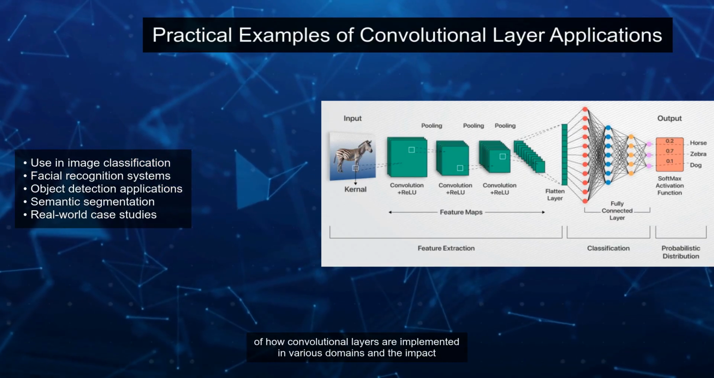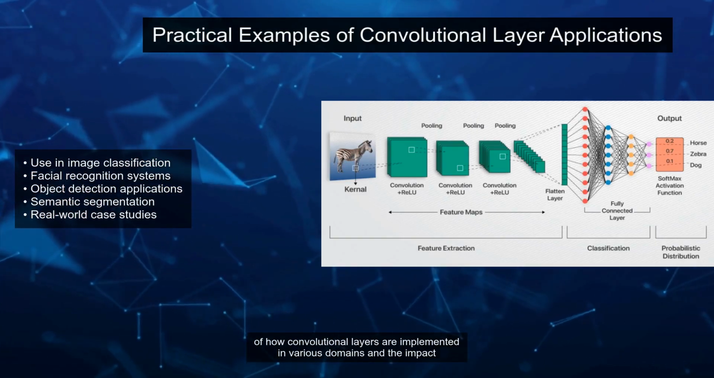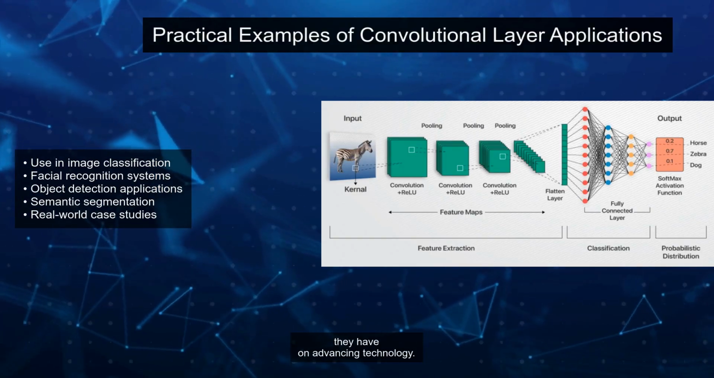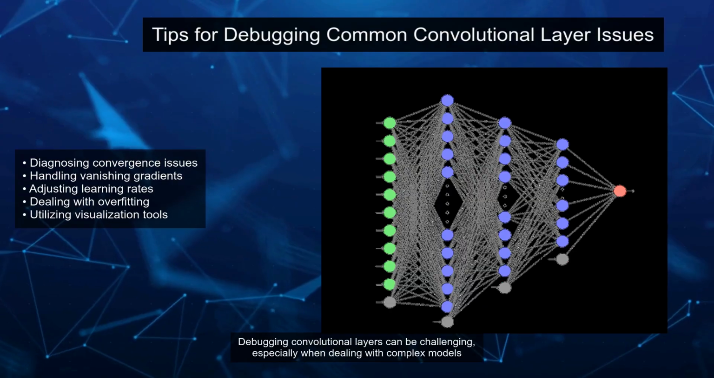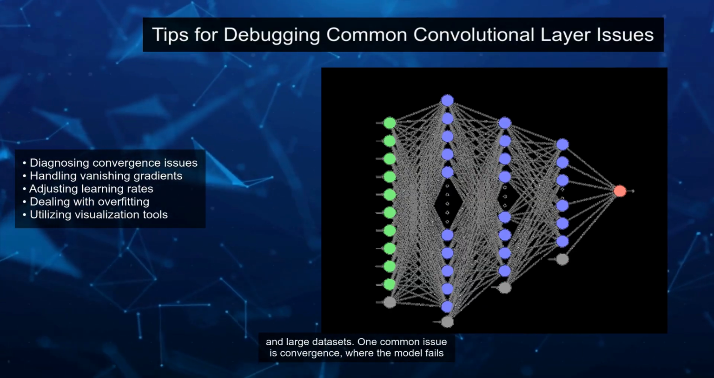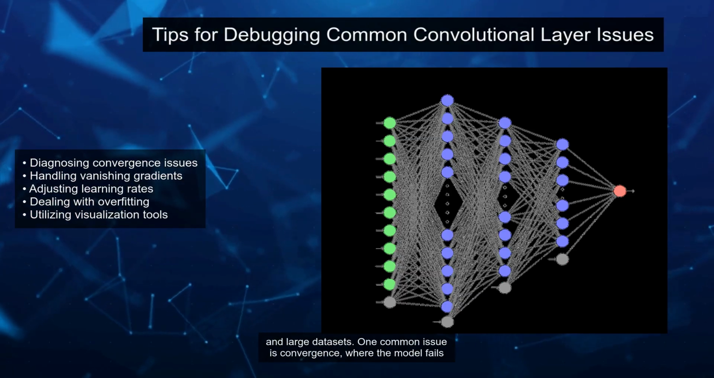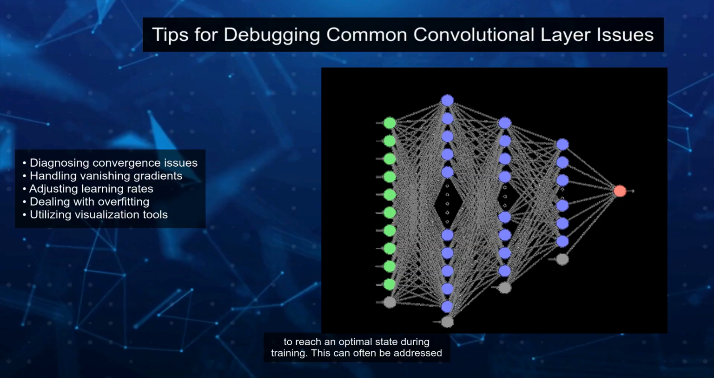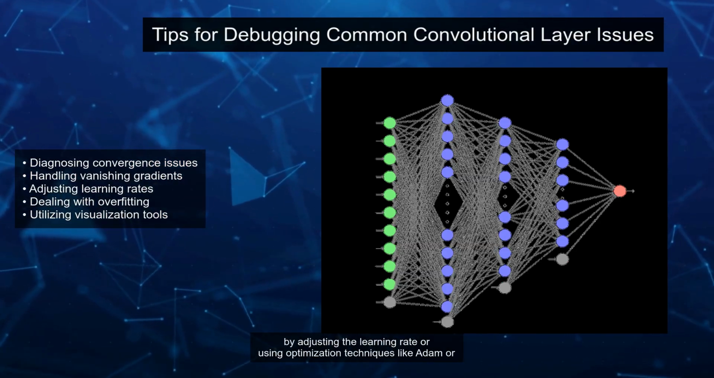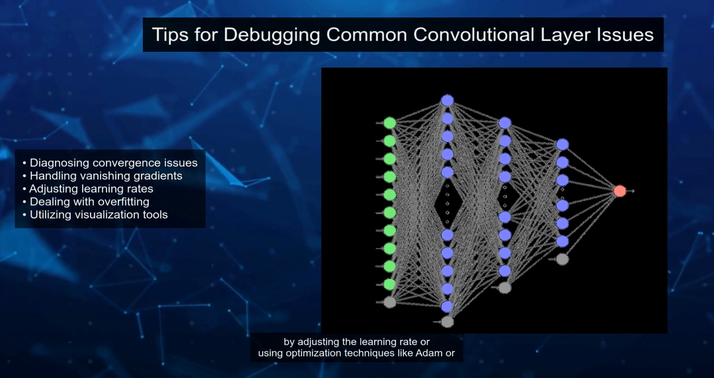By examining real-world case studies, you can gain a deeper understanding of how convolutional layers are implemented in various domains and the impact they have on advancing technology. Debugging convolutional layers can be challenging, especially when dealing with complex models and large datasets. One common issue is convergence, where the model fails to reach an optimal state during training. This can often be addressed by adjusting the learning rate or using optimization techniques like Adam or RMSprop.